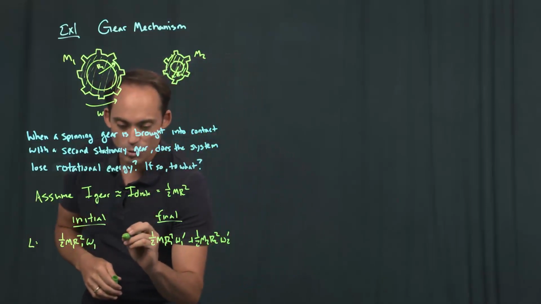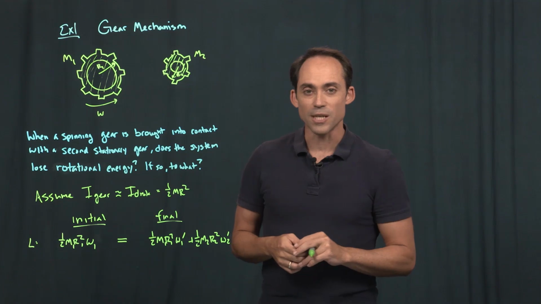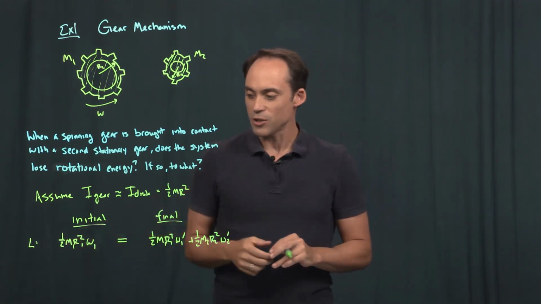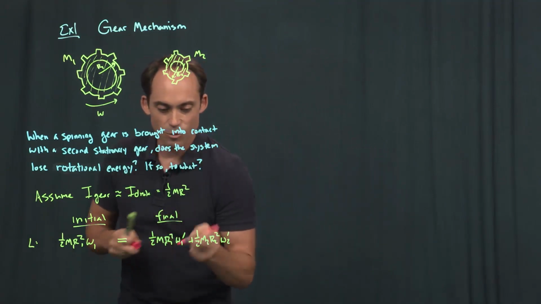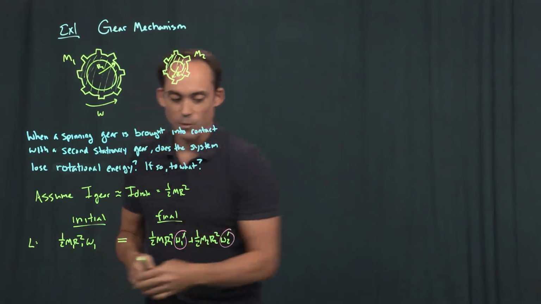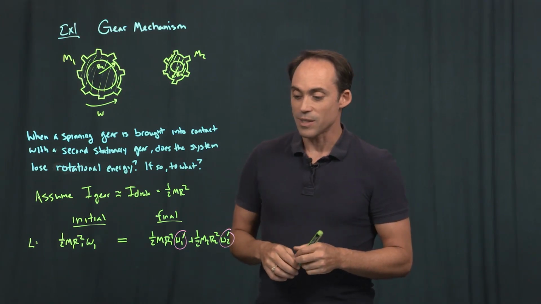Now, again, because we're assuming there's no net external torques, we can set these two terms equal to each other, and that gives us a relation between our known initial angular momentum, but we've actually got two unknown angular rotation rates on the right side of our equation with just this one expression. So we can't quite solve this yet.